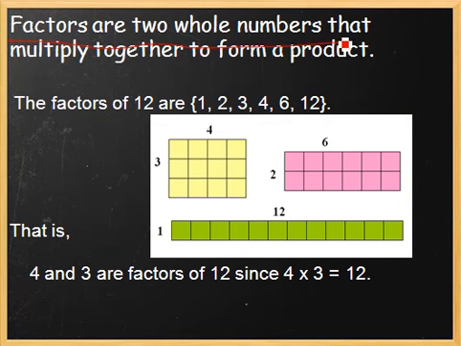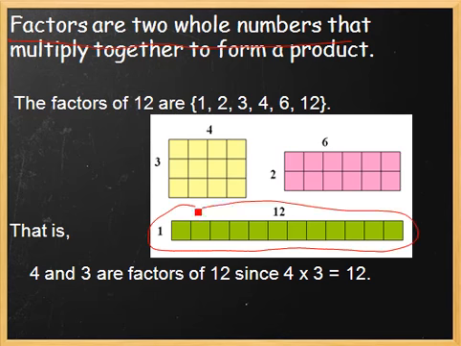So let's look at factors. Factors are two whole numbers that multiply together to form a product. Therefore, the factors of 12 are the pairs that when I multiply them together, they form the product of 12. I can see that 1 and 12 are factors of 12, or 1 times 12 gives us 12. In this area model, we could also see that 3 and 4 are factors of 12, as are 2 and 6. Therefore, we can define 4 and 3 being factors of 12, since 4 times 3 gives us 12 units.